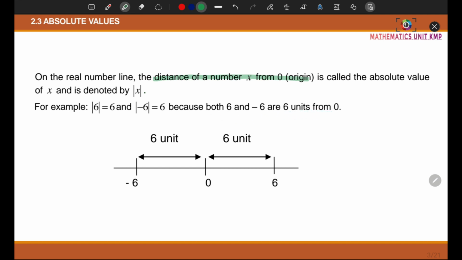So the distance is always positive. We don't say that the distance is negative 6 kilometers, for example. We just say that it is 6 kilometers. So from this number line, we can say that this is the distance from the origin. So here is the absolute value of 6, which is equal to 6 units from the origin. And here also the absolute value of negative 6, so it is 6 units from the origin.